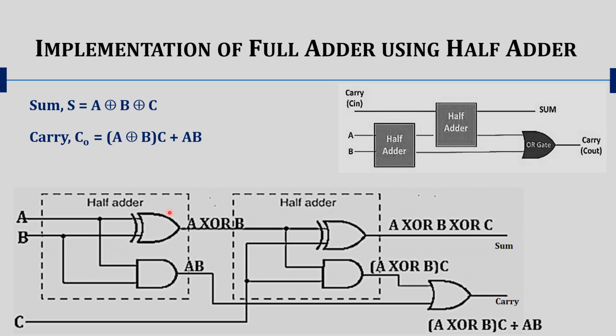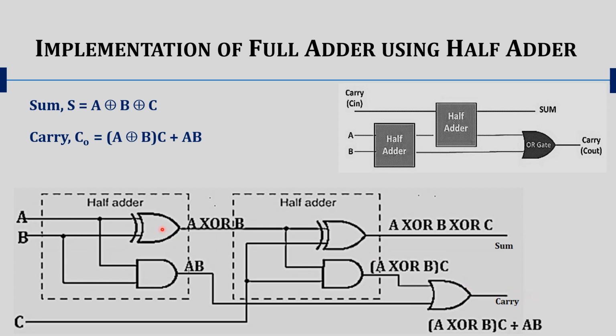A exclusive or B, we have that from the first half adder. That is one of the inputs to the AND gate. Then we need to give the C value, right? So this is A exclusive or B into C. Then we need AB, and this AB is generated from the first half adder. So this AB plus A exclusive or B into C will be added together to generate the carry out. This OR gate generates the carry of the full adder.